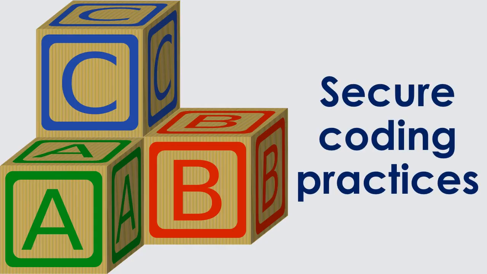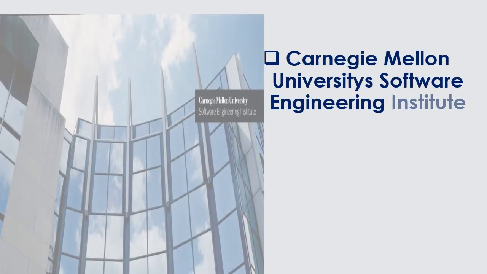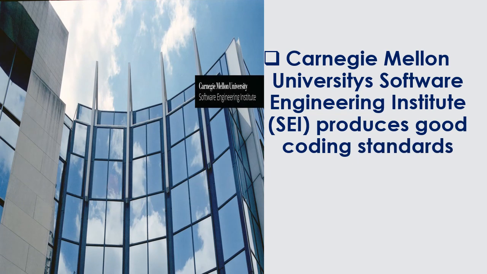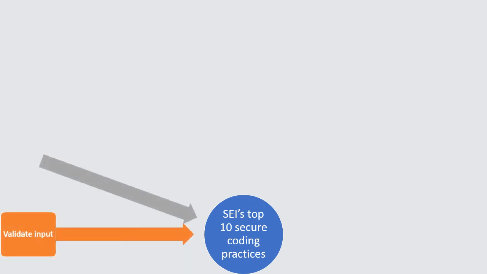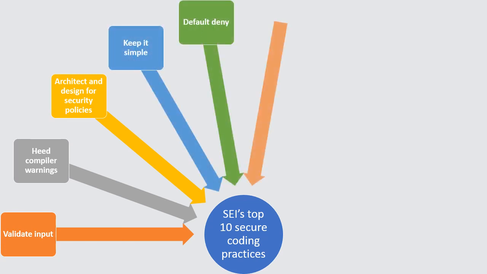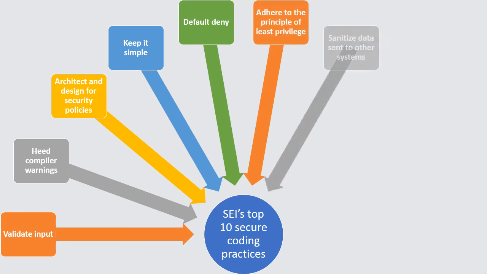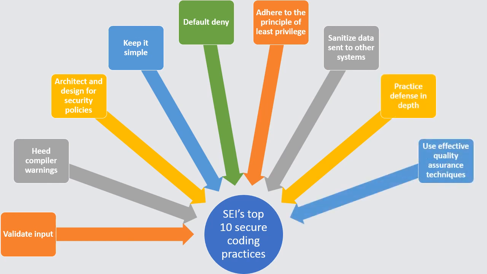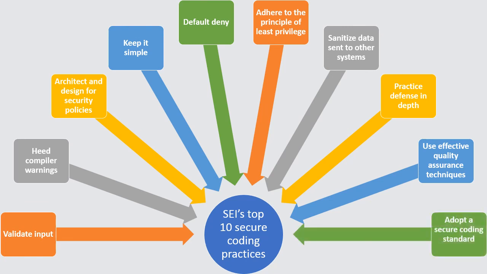Secure Coding Practices. Carnegie Mellon Software Engineering Institute produces good coding standards. SEI's top 10 secure coding practices are: validate input, heed compiler warnings, architect and design for security policies, keep it simple, default deny, adhere to the principle of least privilege, sanitize data sent to other systems, practice defense in depth, use effective quality assurance techniques, adopt a secure coding standard.